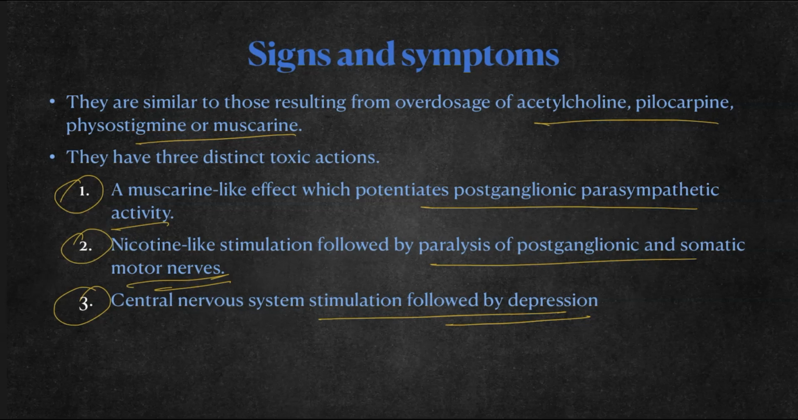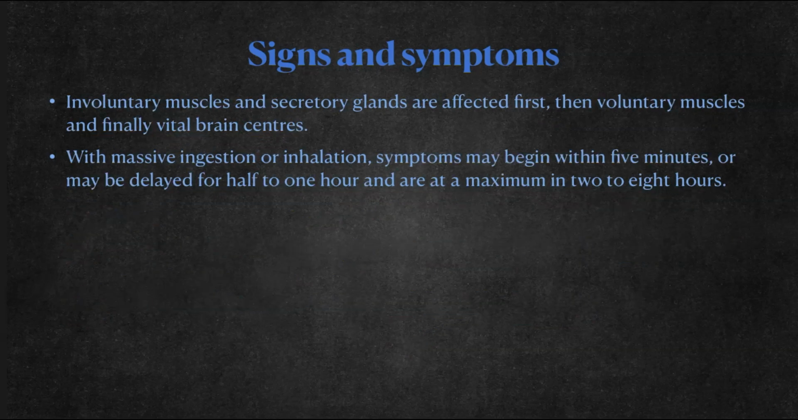So muscarinic symptoms mainly involve involuntary muscles and some glands. Nicotinic symptoms mainly involve voluntary muscles, and the CNS mainly involves brain activities. Involuntary muscles and secretory glands are affected first, then voluntary muscles, finally the vital brain centers.